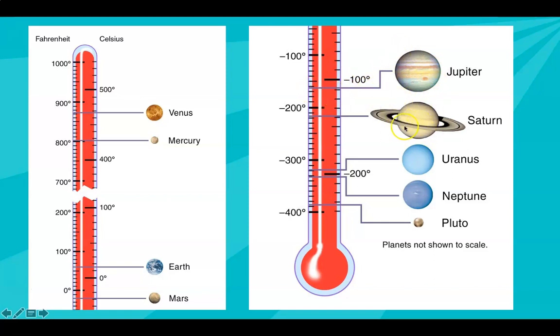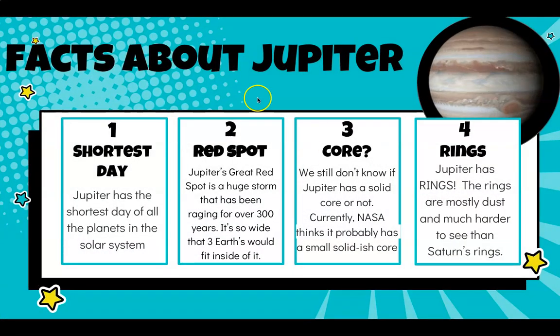And then Saturn in the clouds, negative 220. Uranus, Neptune, and Pluto. As you can see, the further you get from the sun, the colder you get, with the exception of Venus, because Venus has all that carbon dioxide. So, some cool facts about Jupiter.